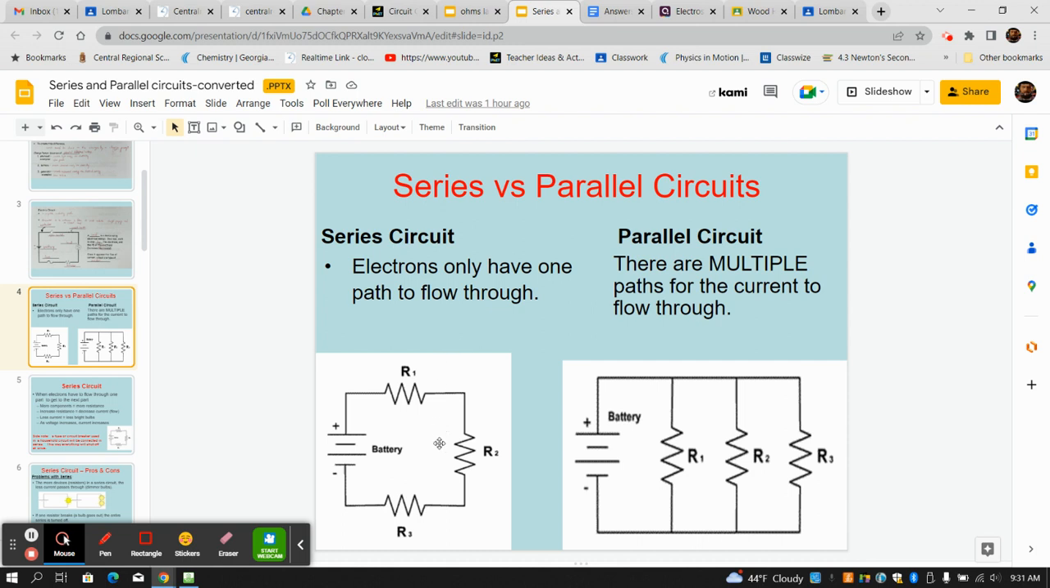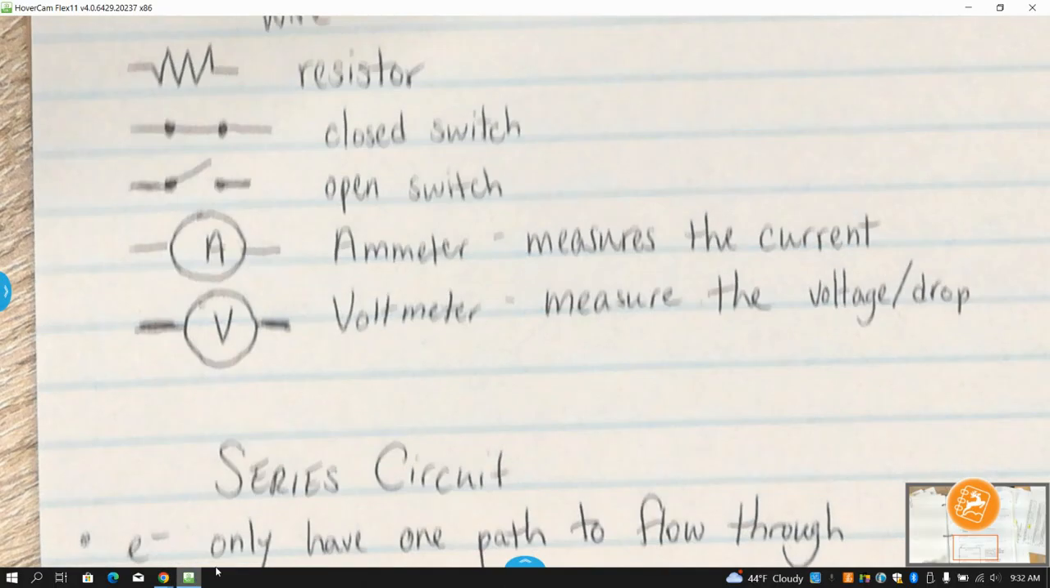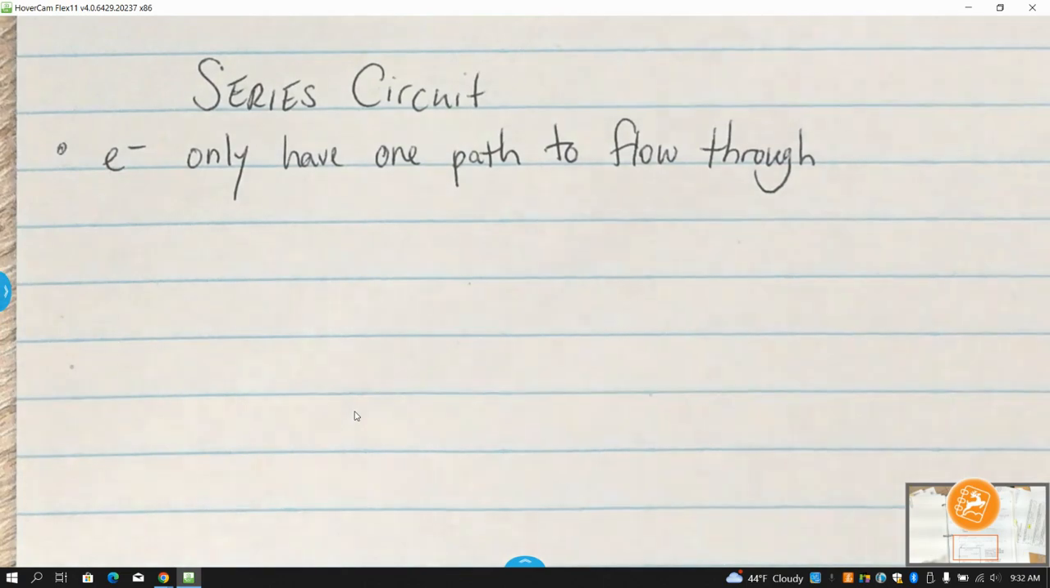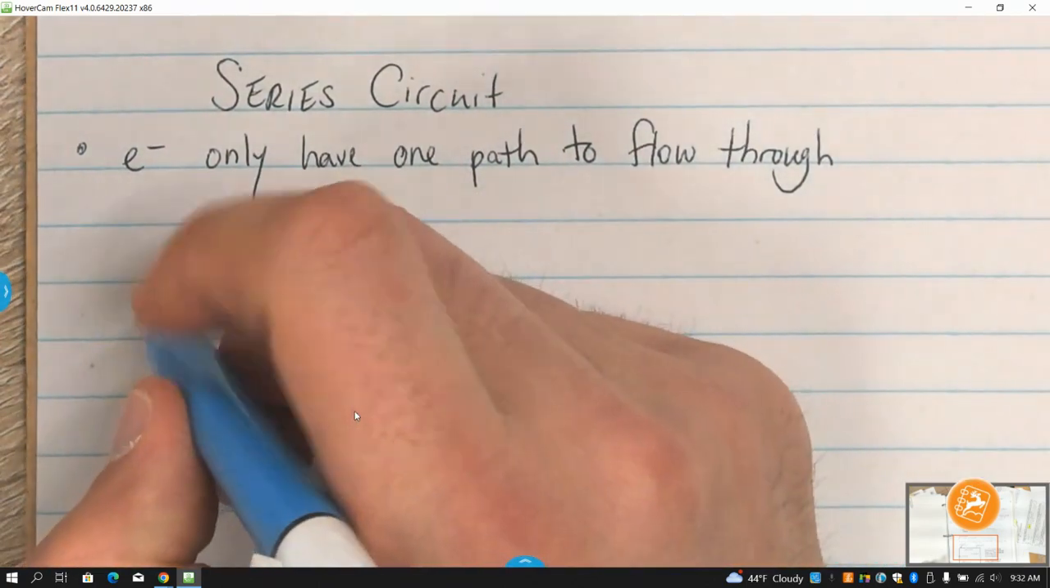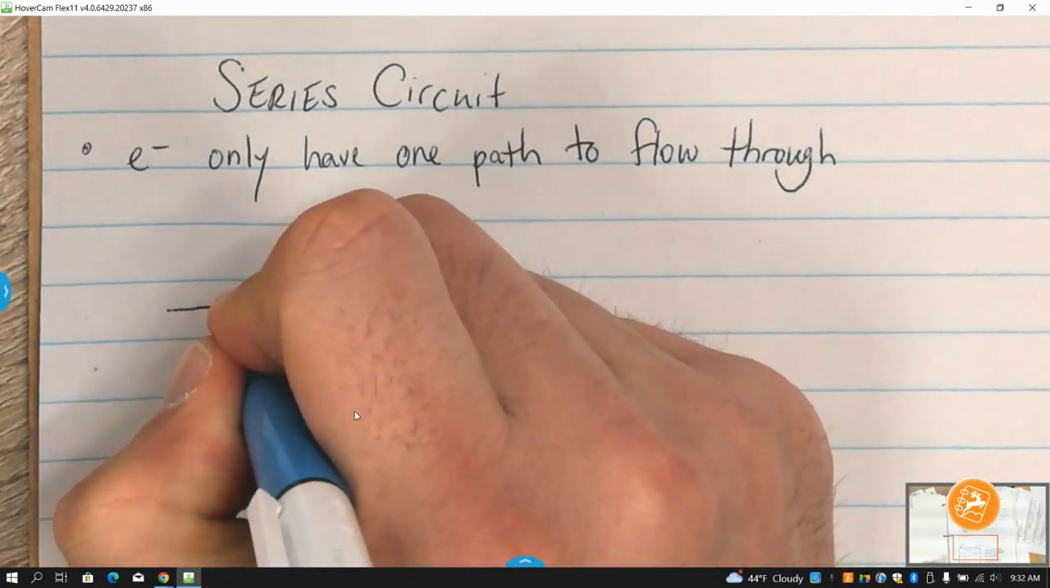And then I would just have you guys draw in what the diagram for a series circuit looks like. Now they can alter slightly, but for the most part, you're going to have a battery.